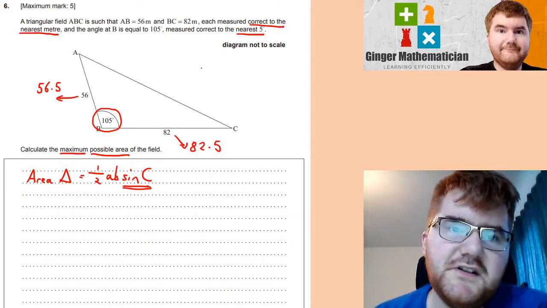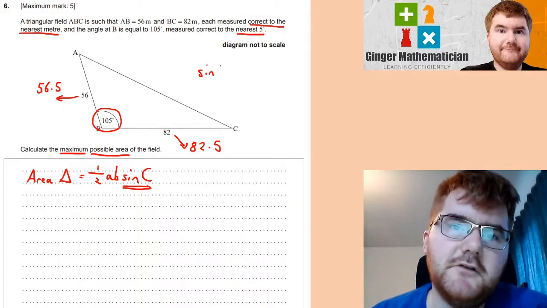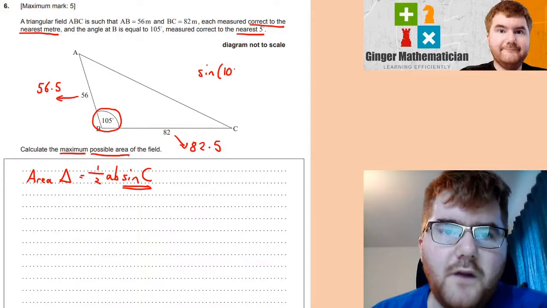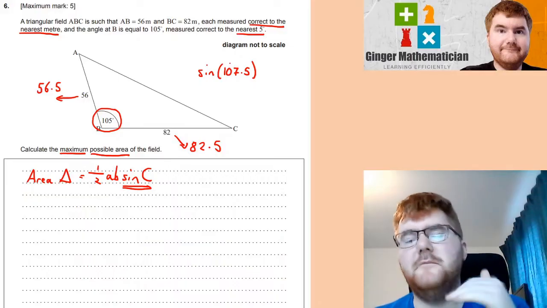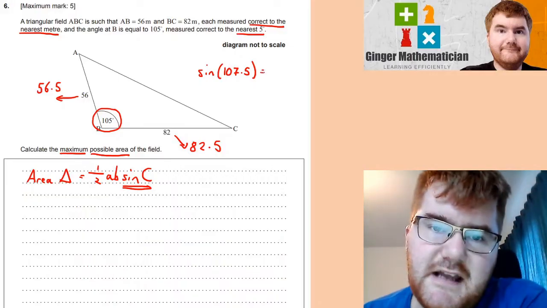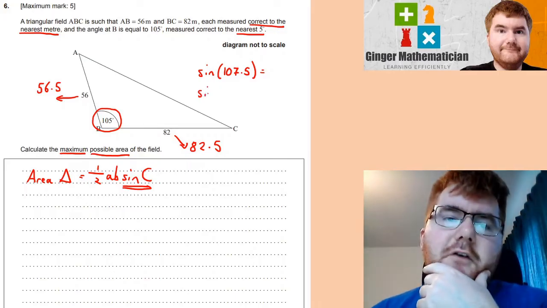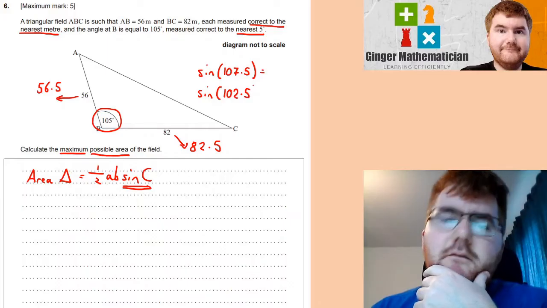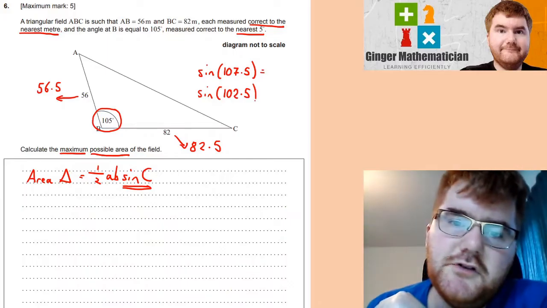Okay, now on the surface you might think, well, because it's nearest 5 degrees, it's going to be sine 107.5. Because everything from that will be rounded down to 105, everything from there will be rounded up to 110. But that's not actually the case. Let's be careful here of the way the sine function works. Okay, so if we look for the so-called lower bound of 105 on its own, that would be 102.5.